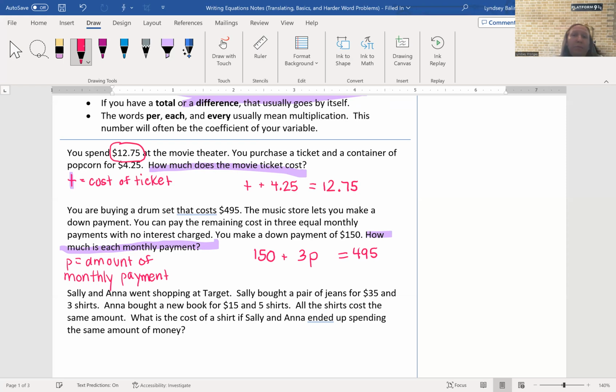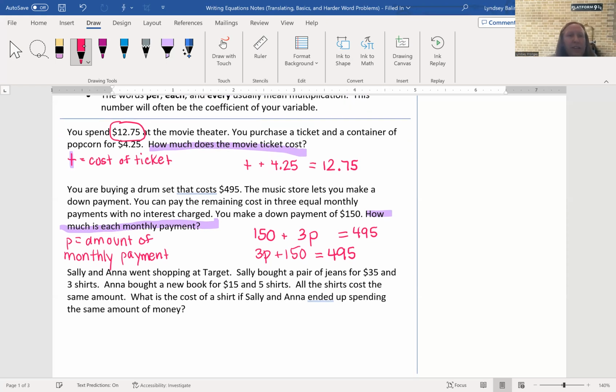3P plus 150 equaling 495 is also acceptable. You can put your 495 first. That's fine as well. So there's multiple answers you can give here, but notice we're not just saying P equals and putting a bunch of numbers on the other side. That P is built into this equation.